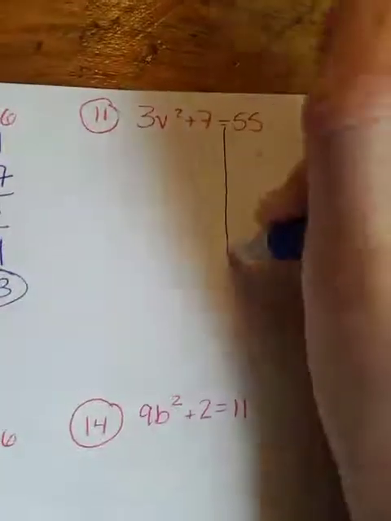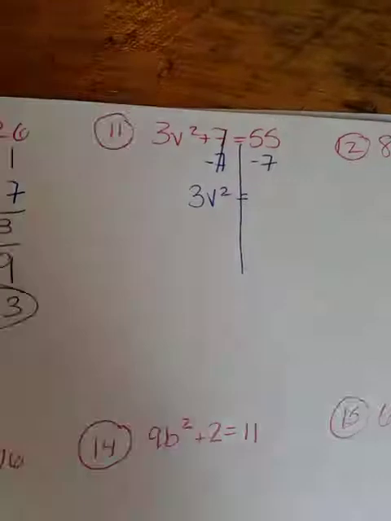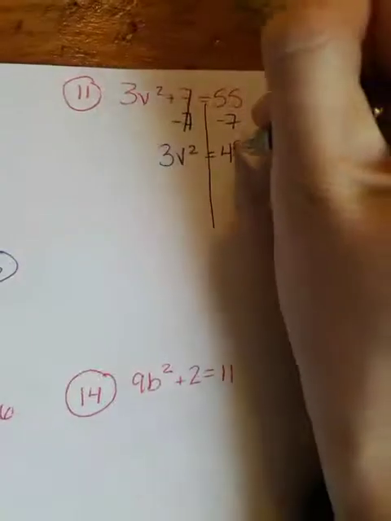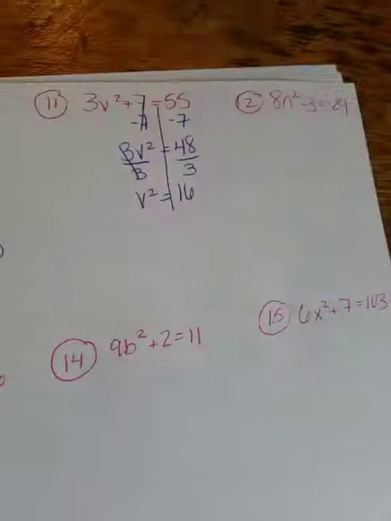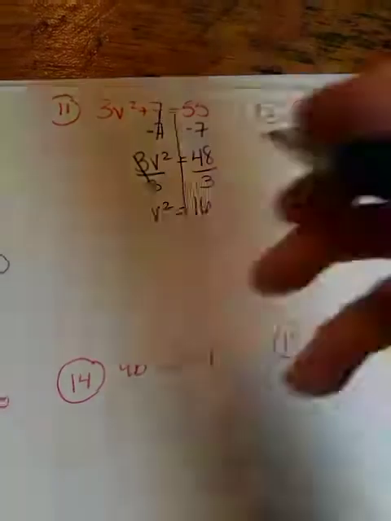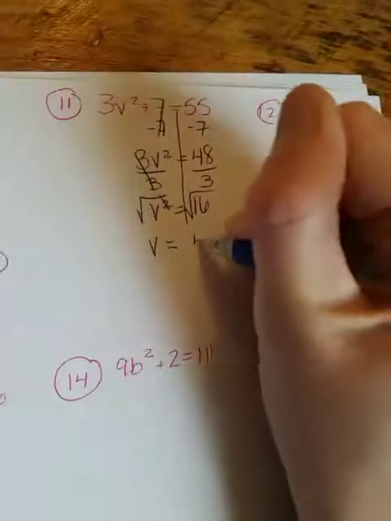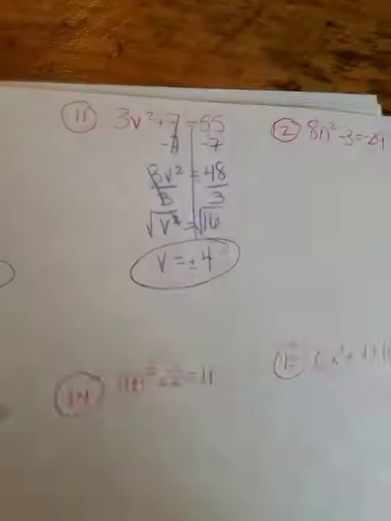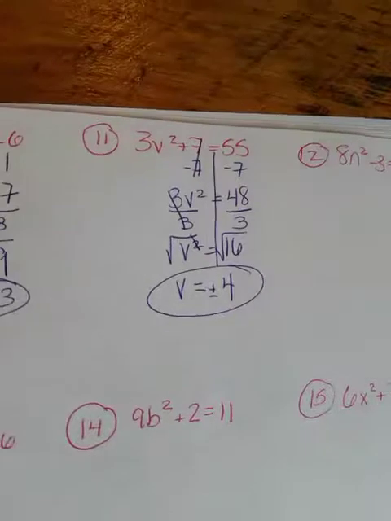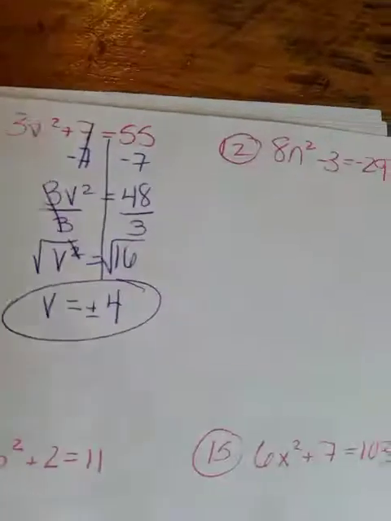Number 11, I need to subtract 7. I have 3v squared, 55 minus 7, that's going to be 48. Then you're going to divide both sides by 3 to get the v squared by itself. 48 divided by 3 is 16. Now you're going to take the square root of both sides. The squared and the square root cancel. The square root of 16 is 4. You need two answers because 4 times 4 is 16 and negative 4 times negative 4 is 16.